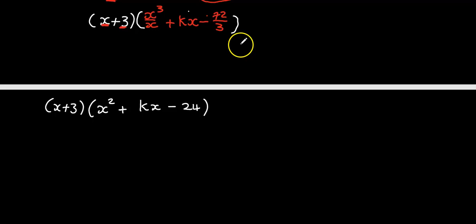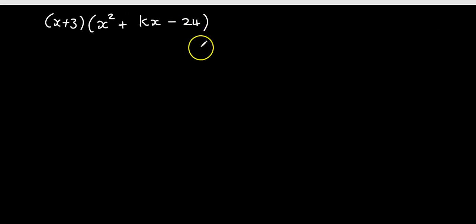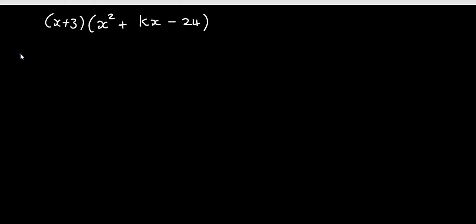Once you get to this step, the first thing that you need to do is to find the value of k. Let us work on finding the value of k. How are we going to find the value of k? This is what you need to do next. You're going to take the x, you multiply this x with the last term. Then we take the 3, we're going to multiply it with the kx.